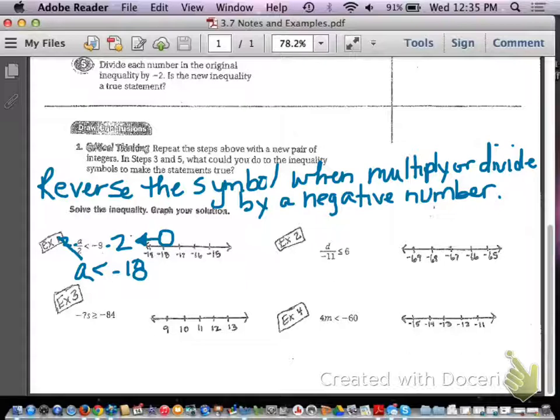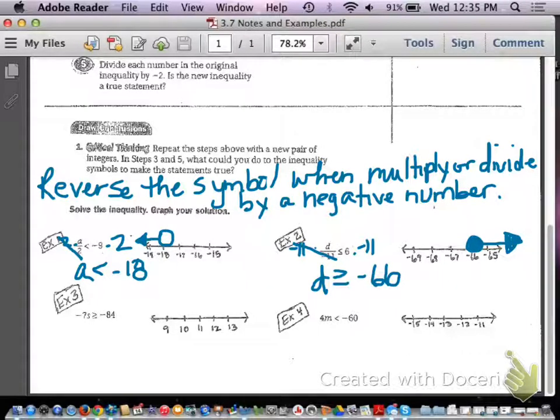Example 2, D is being divided by -11, and that is less than or equal to 6. To undo dividing by -11, I can multiply both sides by -11. Based on what we investigated above, when you multiply or divide by a negative number, you must reverse the symbol to keep the statement true. So I cancel my 11s and I bring down my D, but I reverse the symbol. Do 6 times -11, and this is what I graph. It's a closed circle because the symbol is greater than or equal to.